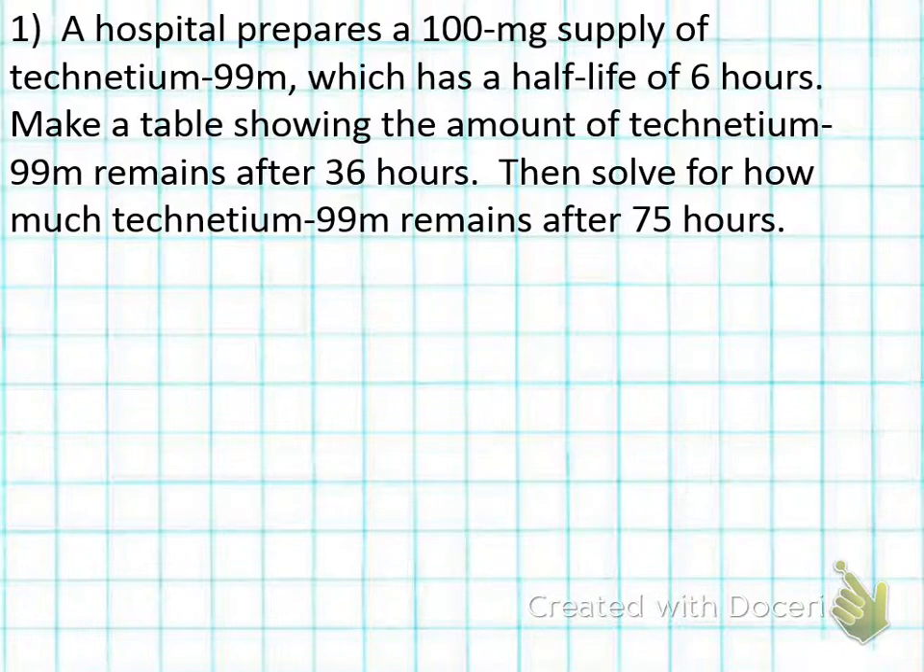Number one. A hospital prepares a 100 milligram supply of technetium, which has a half-life of 6 hours. Make a table showing the amount of technetium 99M that remains after 36 hours, and solve for how much technetium 99M remains after 75 hours. So, I'm just curious, what is technetium? Can someone Google that while I start working this out?